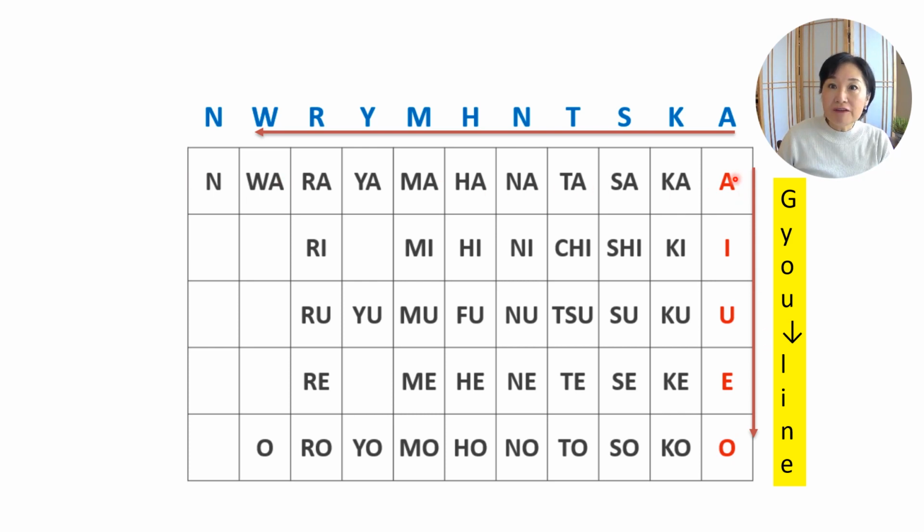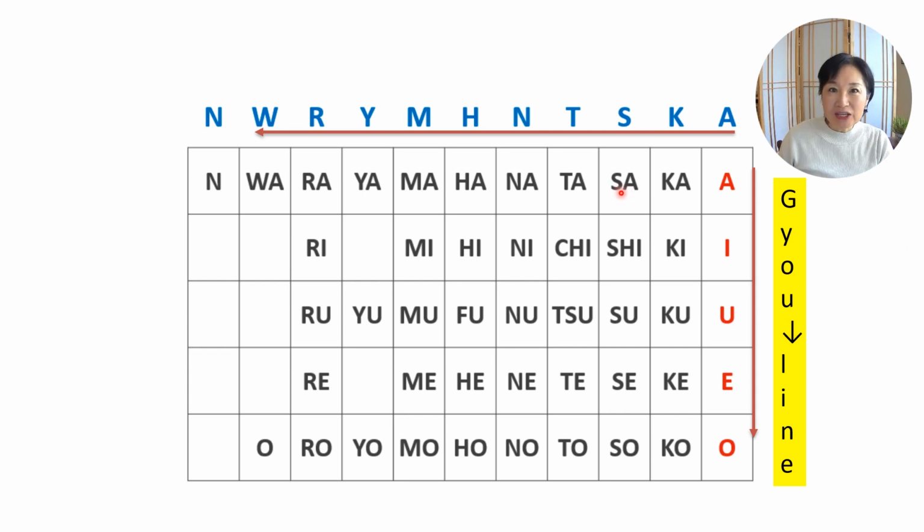These first 5 vowels are a, i, u, e, o. The second line is the K line, and I'll call it kagyo, and it goes ka, ki, ku, ke, ko. I'm going to quickly read the rest of it so you can hear how they sound. Please try to pronounce them together with me if you'd like.